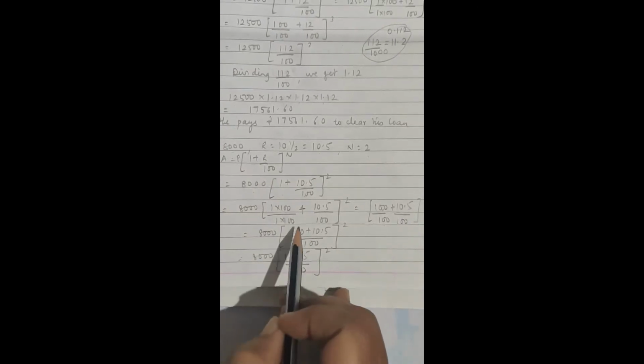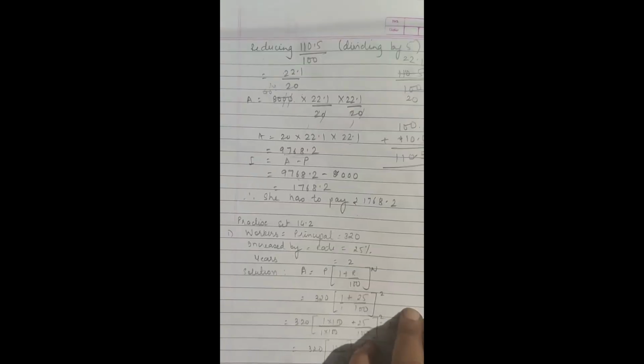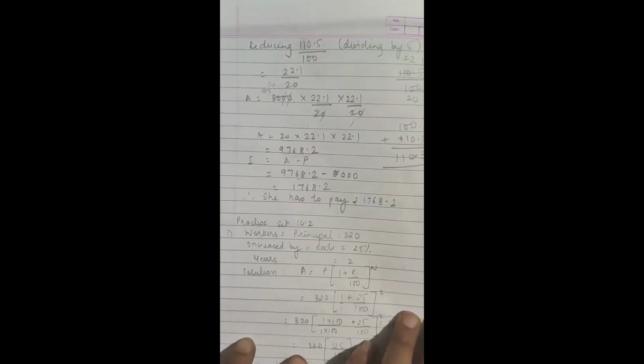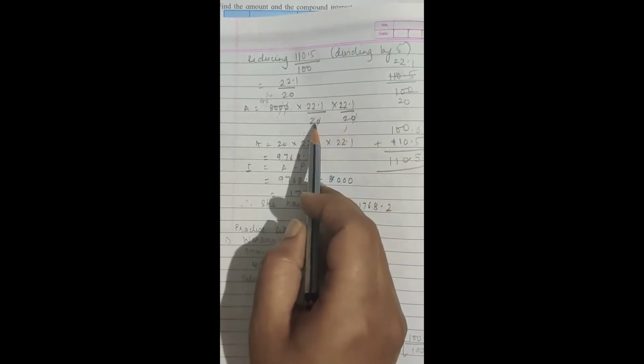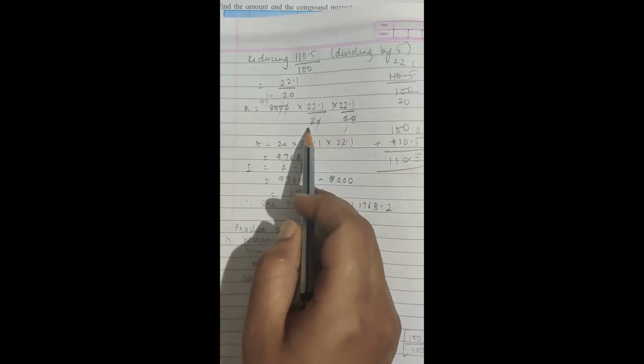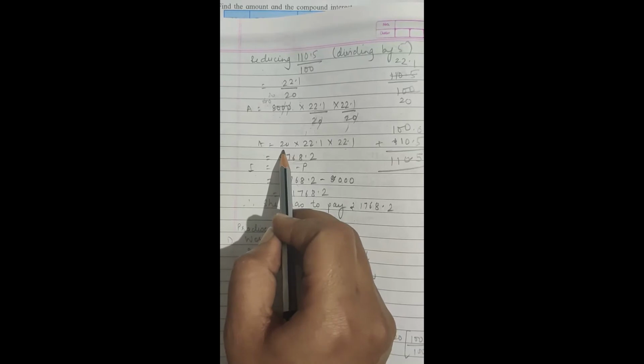Till here, I think this should be clear how this has come. 100 plus 10.5 will give you 110.5 upon 100 raised to the power of 2. Reducing 110.5 upon 100, we get the answer as 22.1 upon 20. If you divide the equation by 5, amount is equal to 8,000 multiplied by 22.1 upon 20, multiplied by 22.1 upon 20. Cut both the zeros, divide 80 by 4, and after reduction, the answer comes as 20.